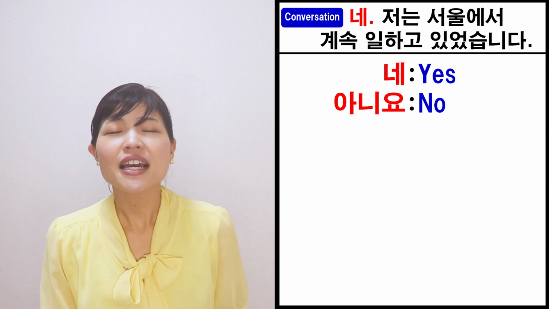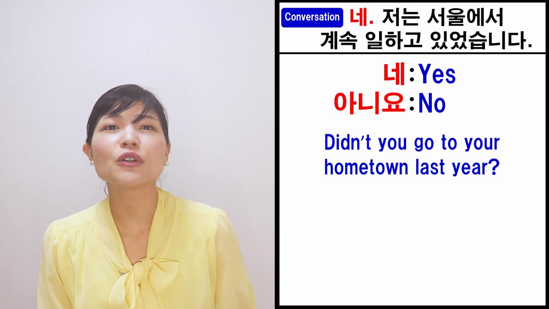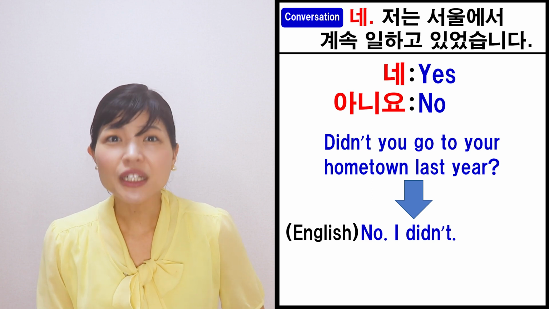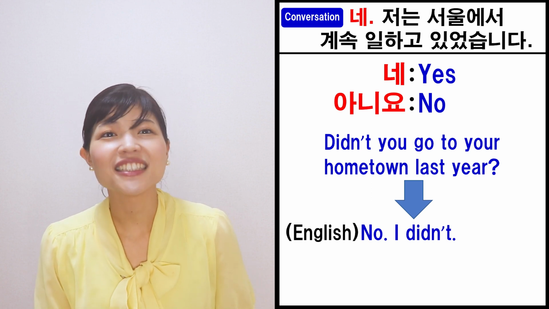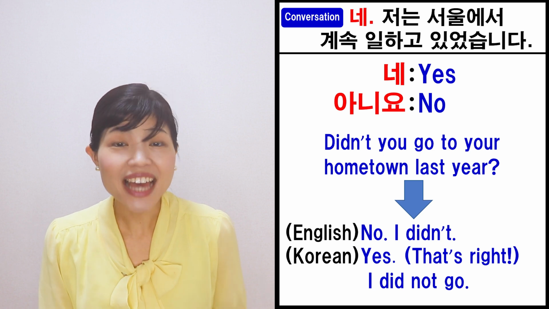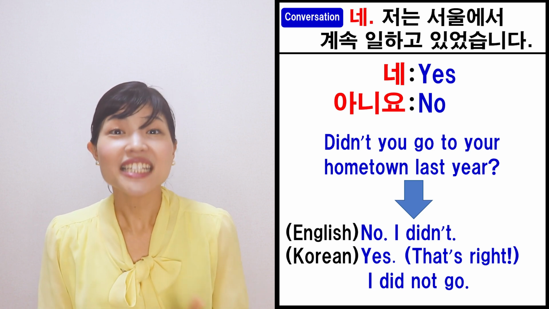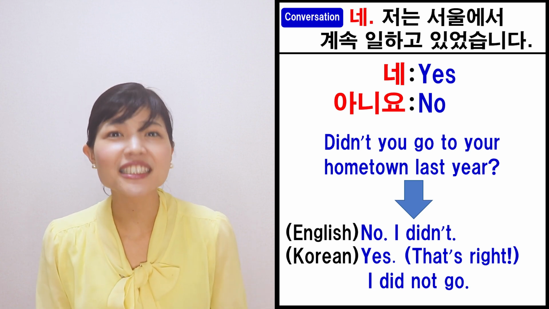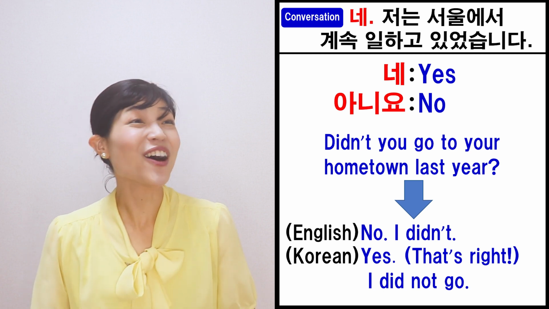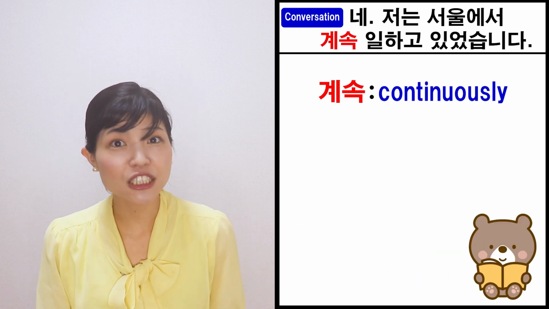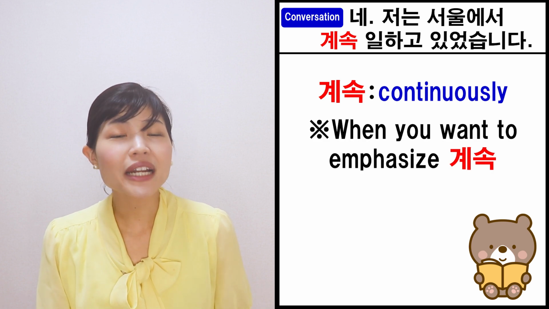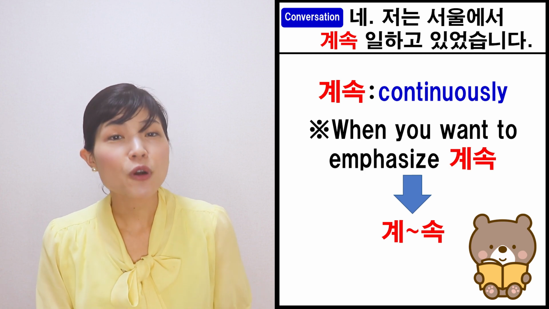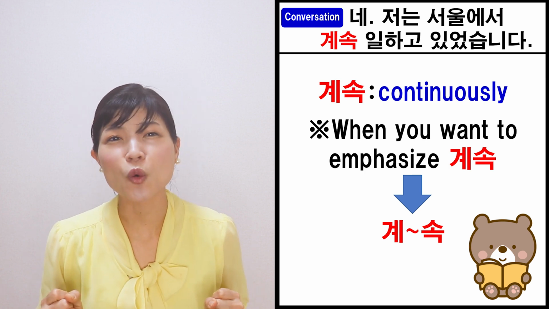Like this conversation, if someone says, didn't you go to your hometown last year? Then in English, if you did not go, you say, no, I didn't. But in Korean, you use 네 as yes, I did not go. This yes implies that's right. By practicing it often with your friends, you will get used to it gradually. So, don't worry! 계속 means continuously. In Korea, when you want to emphasize the word 계속, you elongate 계 when pronouncing it.